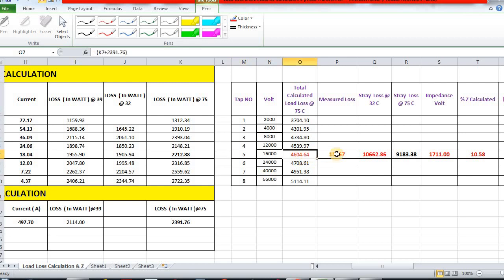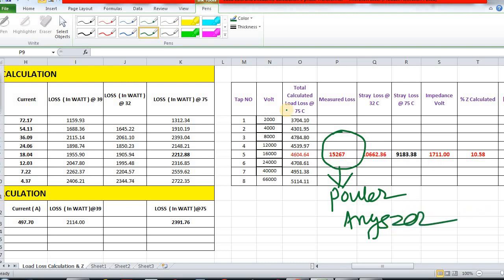Now this is the calculated load loss. This is the measured loss, measured by the power analyzer.